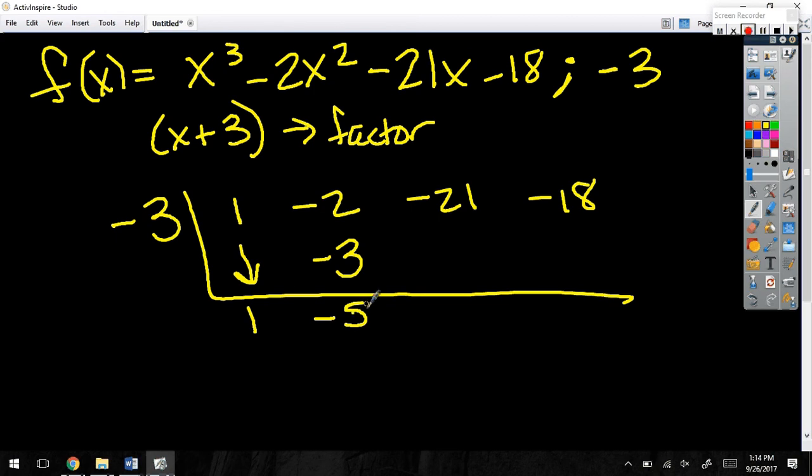-3 times -5 is positive 15. Are you following him? -21 plus 15. I hope it's -6 because I need this column to be 18 so that my remainder is 0. Remember again, if I'm dividing by a factor, I better get a remainder of 0 because that's the definition of a factor, yes?